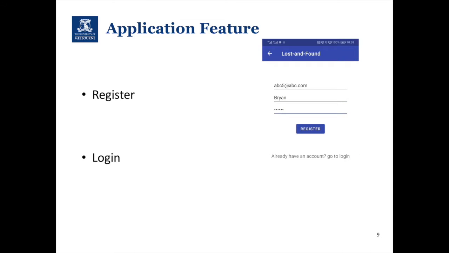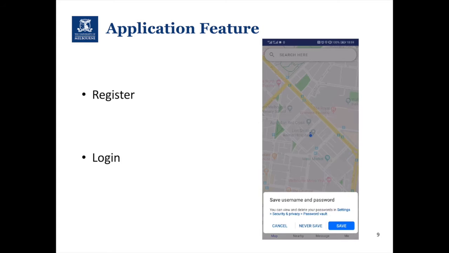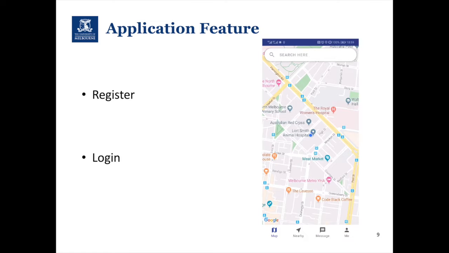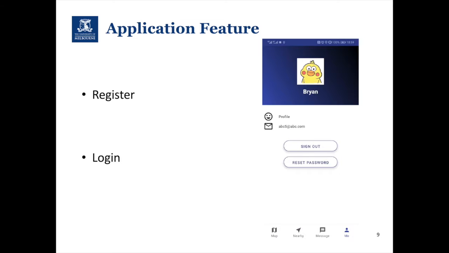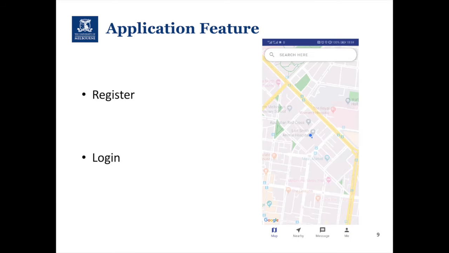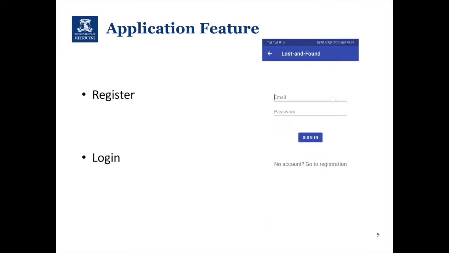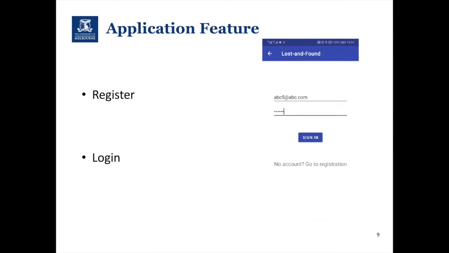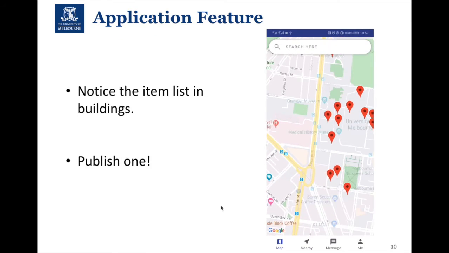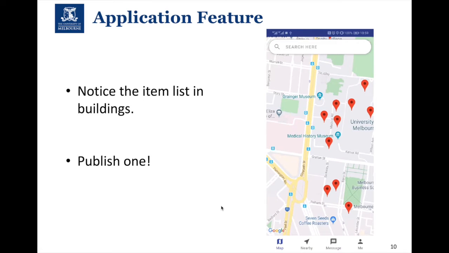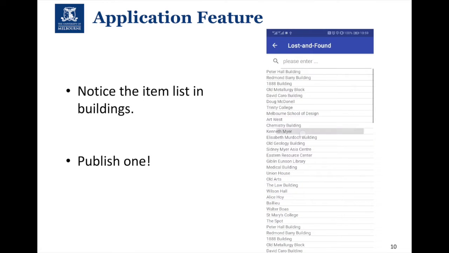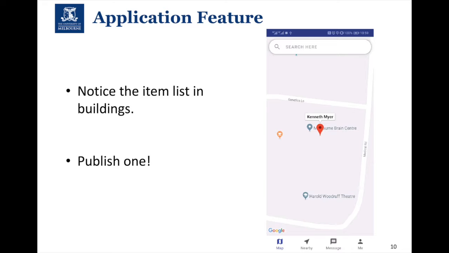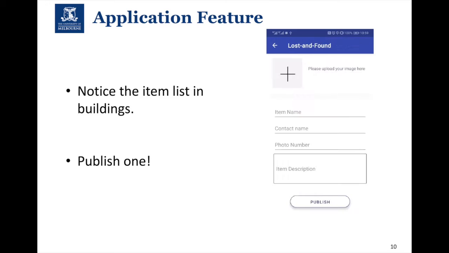Our application lets us register and automatically logs us into the system. Then I will try the logout function, and we log in again with our email and password. This time we can see that we successfully log in to this system. Then we go to the building again, that is the Kenneth Mayer building. We search for it, click again, and go to publish one.